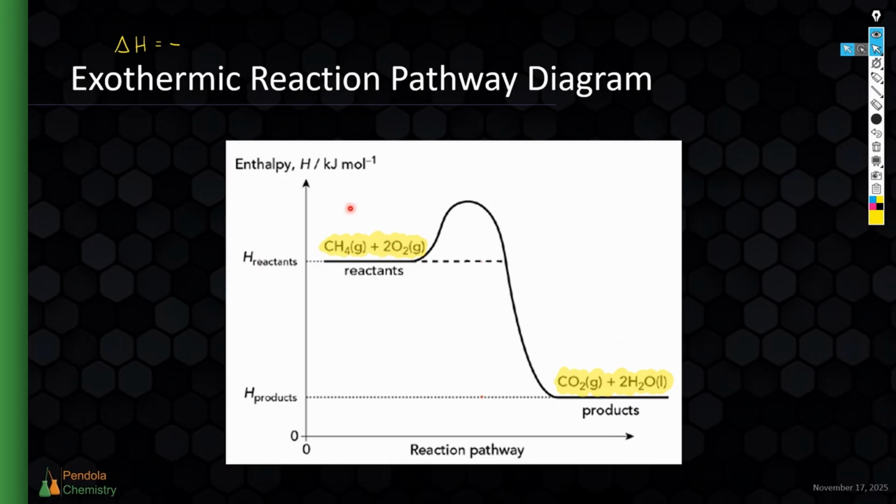So on average, when methane burns, it's going to go from this level of energy to a lower level of energy for the products. All that energy difference has to be released. So the enthalpy change for this reaction is negative, because as the reactants, which are higher in energy, become the products, which are lower in energy, that extra energy needs to be released, because we can't just destroy energy, right? Energy is neither created nor destroyed, which is one of the laws of thermodynamics.